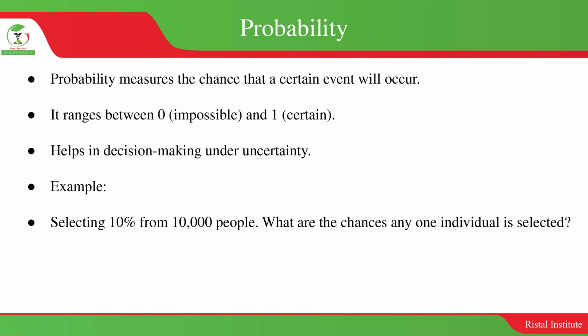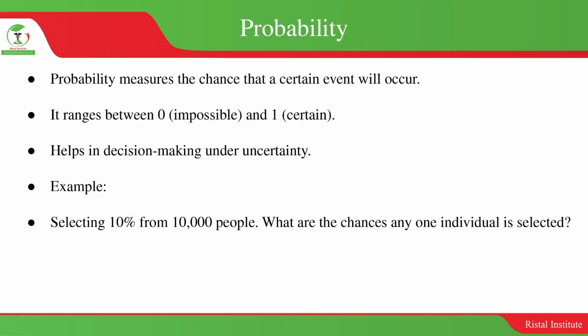So just imagine you have a group of about 10,000 people and you want to select 10% of them randomly. The question would be: what is the probability that any of the 10,000 individuals can be selected? In other words, you're trying to figure out what the chance might be for an individual to be selected among the 10% from the 10,000 people that you have.